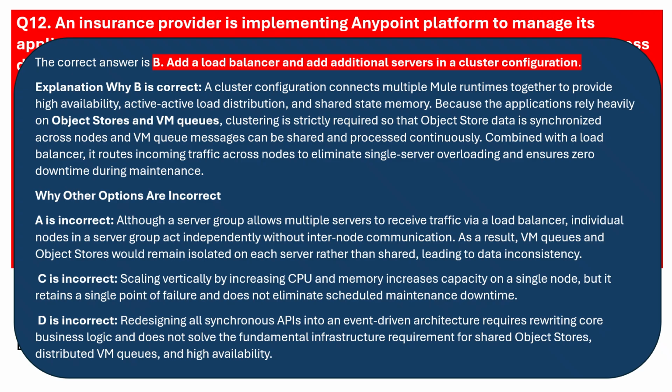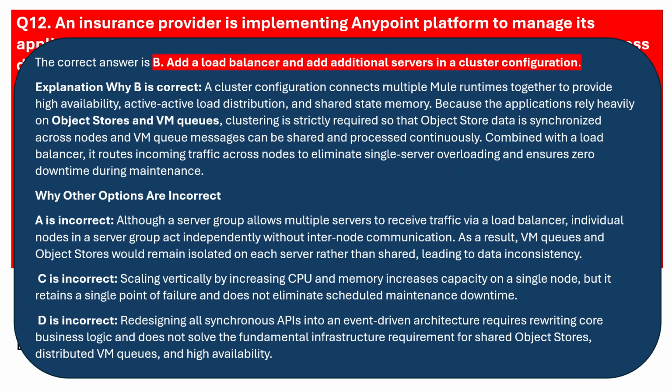Because the applications rely heavily on object stores and VM queues, clustering is strictly required so that object store data is synchronized across nodes and VM queue messages can be shared and processed continuously. Combined with a load balancer, it routes incoming traffic across nodes to eliminate single server overloading and ensures zero downtime during maintenance. Why other options are incorrect?